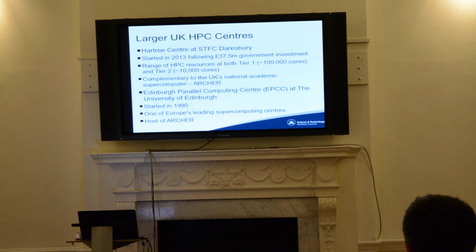So the other national academic supercomputer is Archer, which is a Cray XE30, and that uses the traditional Intel Xeon architecture. I think it's an Ivy Bridge server chip, probably 24 cores. Now Archer is located at the Edinburgh Parallel Computing Centre, also known as EPCC, which is located within the University of Edinburgh.